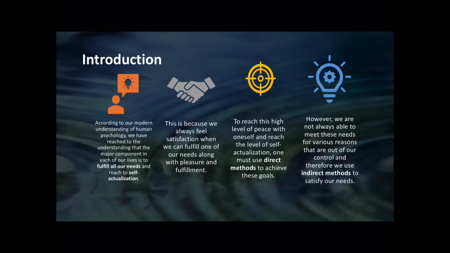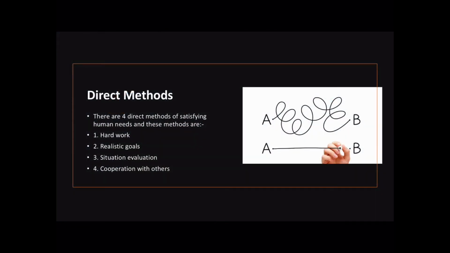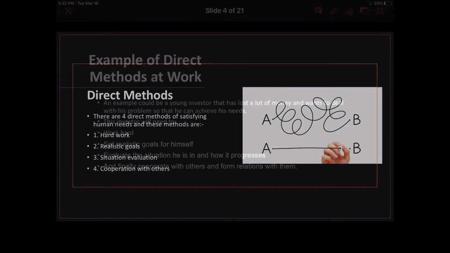However, we are not always able to meet those needs for various reasons, sometimes out of our control and sometimes in our control. So therefore, we use indirect methods to satisfy them. The direct methods include four most important methods, which are hard work, realistic goals, situation evaluation, and cooperation with others.